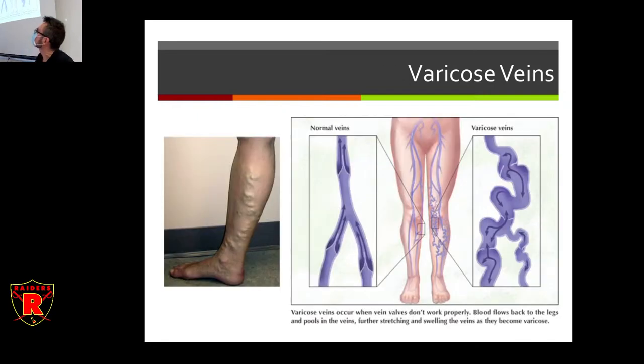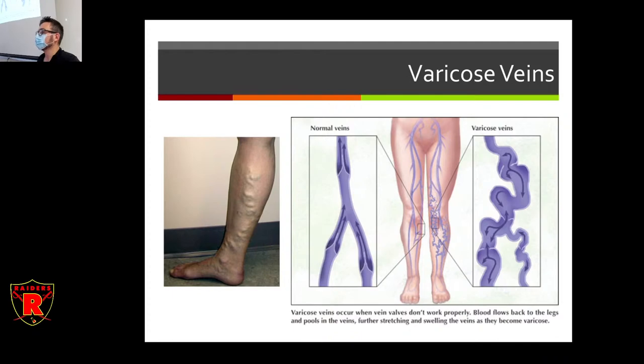Most of these are just cosmetic. So in general, this is nothing more than just a cosmetic inconvenience for people. However, it is possible to get painful varicose veins. So some people do get pain in their varicose veins from, like I said, a backflow pushing back against these valves, causing growth of venous tissue.